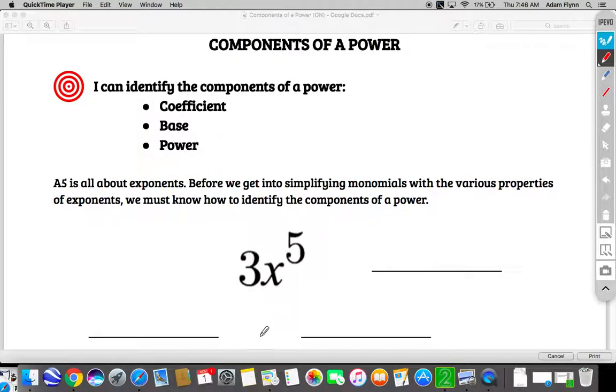3x to the fifth. Okay, so our coefficient will be our 3. Our base is this x, and our power is just our exponent. So in this case, 5. Alright, so now let's get into defining these.